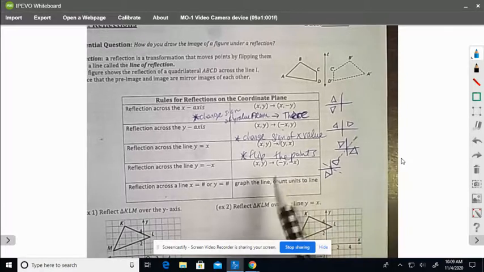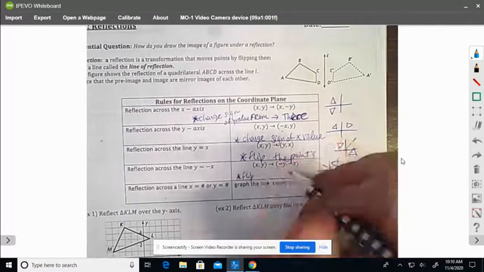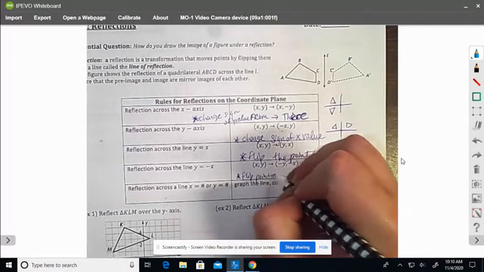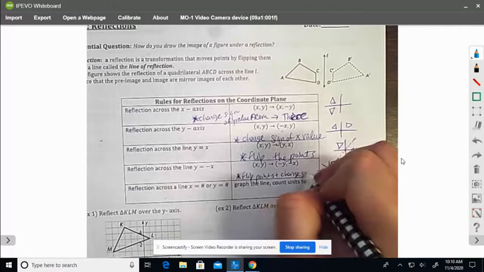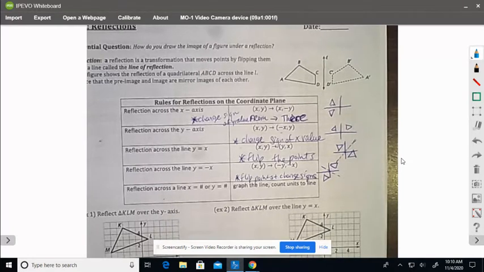This one, we flip the points. For this one, we flip the points and change the signs. Notice I'm saying change signs instead of make negative, because if we start with a negative, we'd have to change that sign to a positive. The last one is when we reflect across a line of x equals a specific number or y equals a specific number. This is the only one where we don't really have a rule. We just have to graph our line and then count the units to the line. This will be a little easier for me to show you in an example.